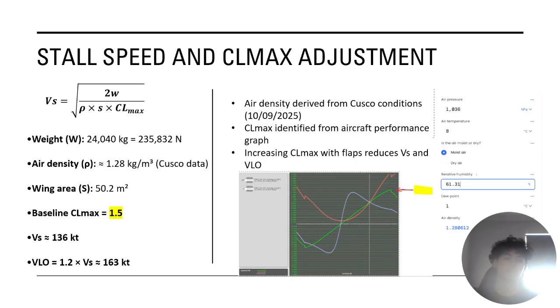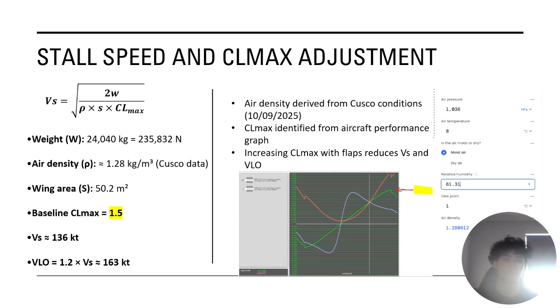For the next section in task 2, we look at the stall speed equation, where the stall speed equals the square root of 2 times the weight divided by air density, wing area, and the maximum lift coefficient. At Cusco, the air density is much lower than at sea level. If we leave the aircraft in clean configuration with a maximum lift coefficient of around 1.5, the stall speed is about 164 knots, and the liftoff speed, which is 1.2 times stall, jumps to almost 200 knots. That is extremely high for a regional jet.